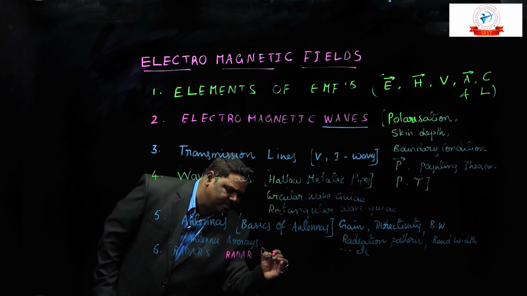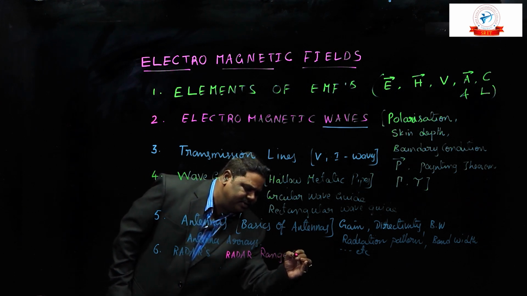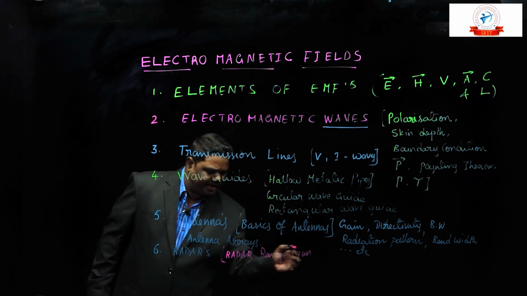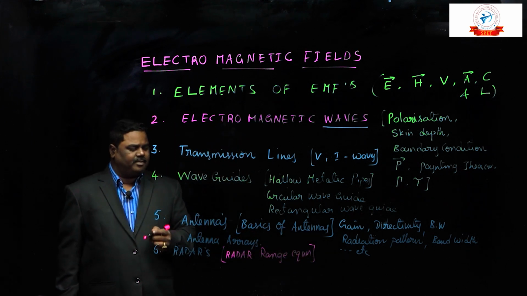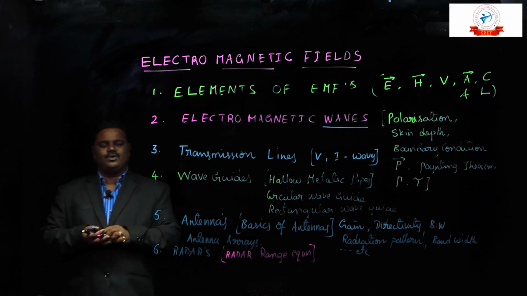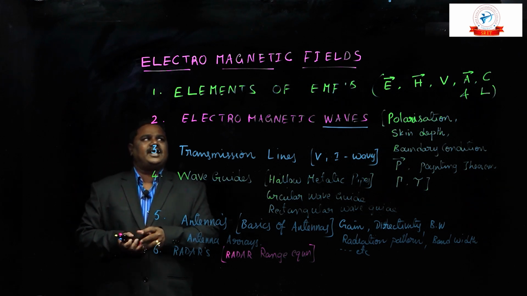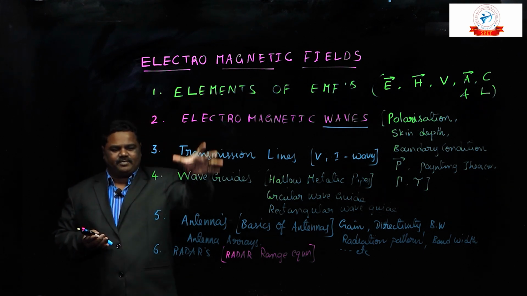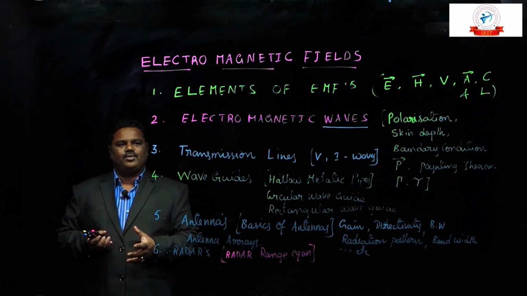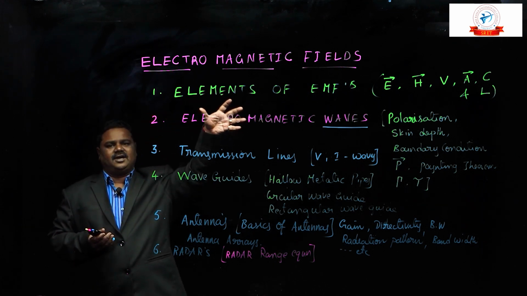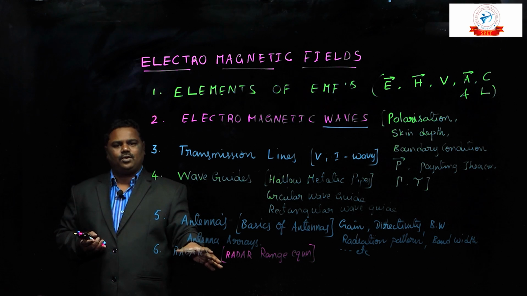Radar range equation. This is a very important one. With the help of this radar range equation, we are going to study many parameters of radars. So, electromagnetic fields contain all these chapters. We are going to study all these 6 chapters, or the entire electromagnetic fields subject is divided into these 6 chapters.